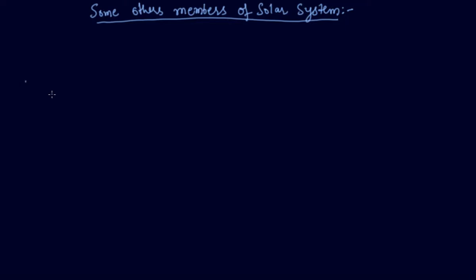So today in this lecture we will discuss some other members of the solar system like asteroids, comets, meteors and meteorites. Okay, so first I am starting with what are asteroids? Asteroids. So students, in my previous lecture I have shown you the solar system.